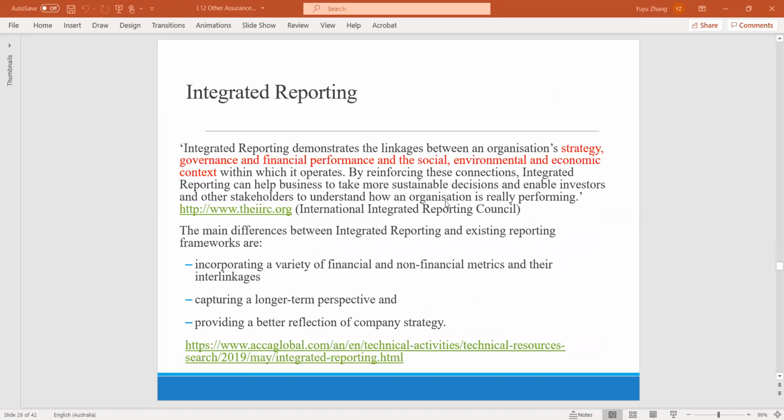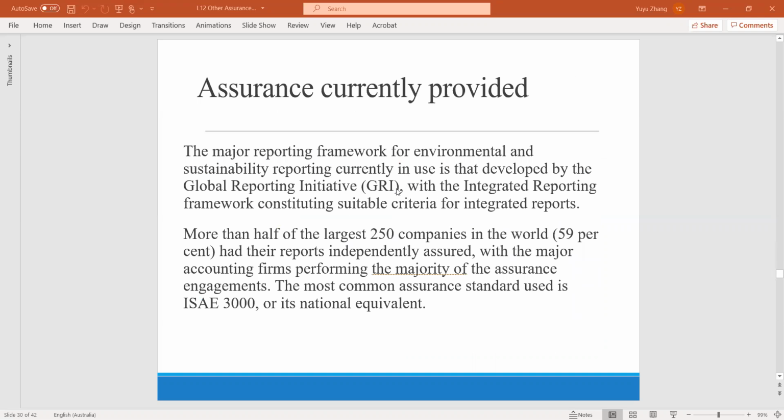One thing we should know is that for CSR reporting, usually the standards or framework is the Global Reporting Initiative, GRI. On the other hand, the assurance standards used for CSR assurance would be the ASAE 3000 series. If it is done internationally, that would be the International Standards on Assurance Engagements.